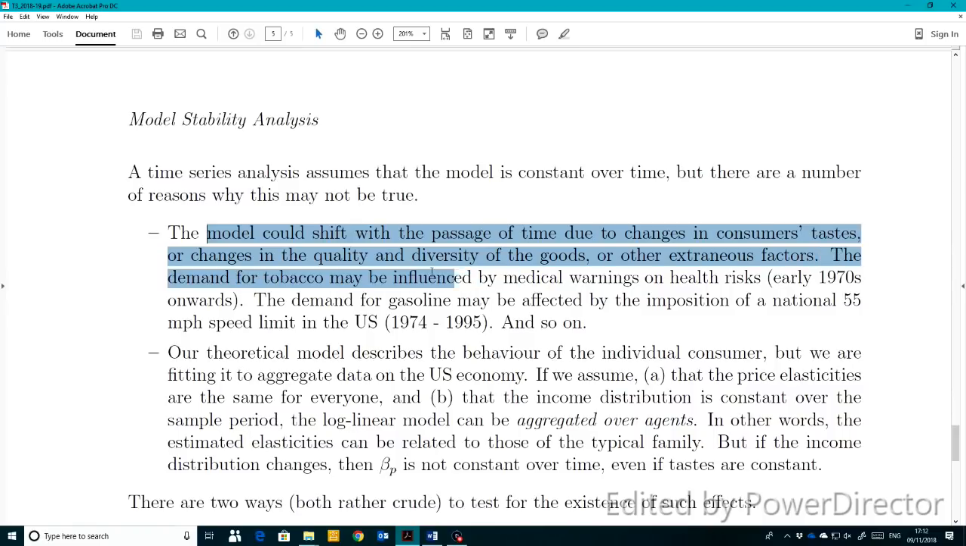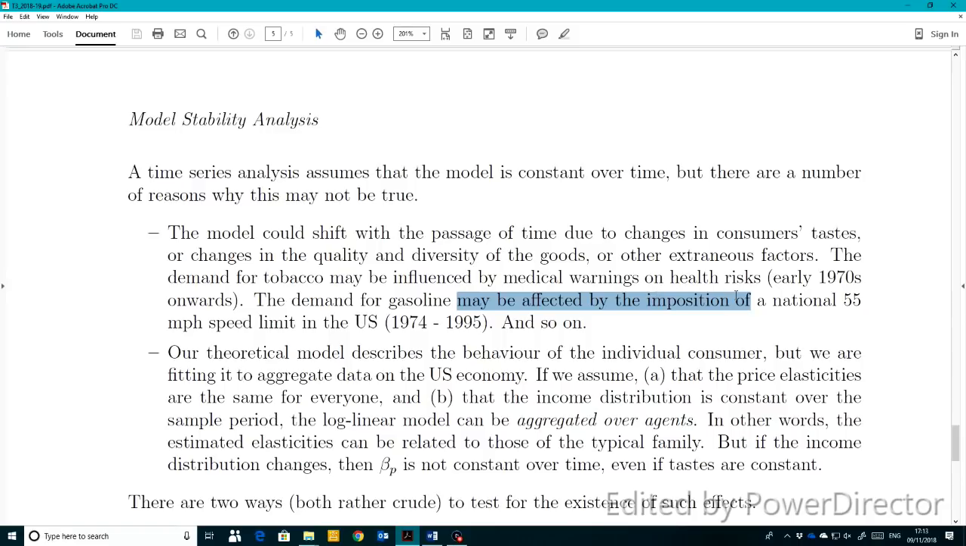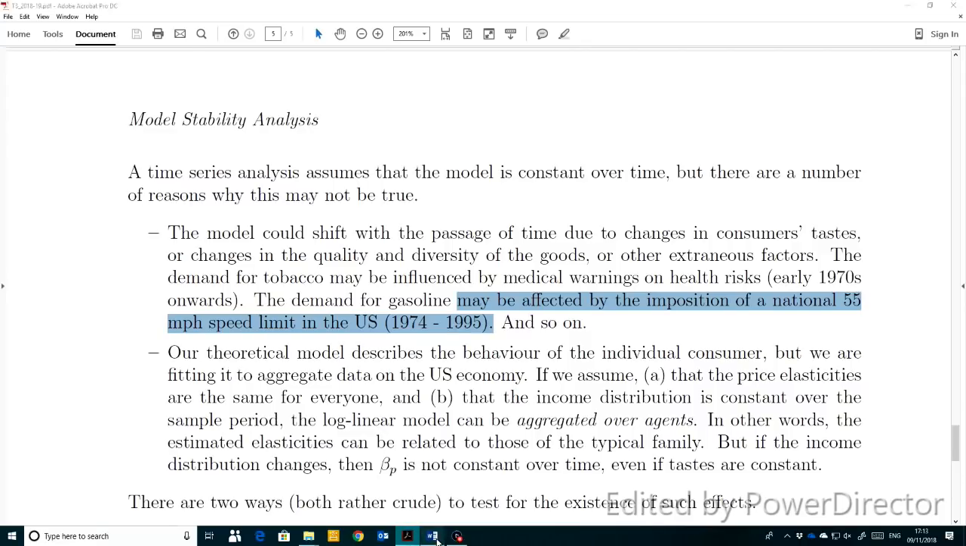The demand for tobacco may be influenced by medical warnings on health risks. So obviously people will start to refrain from using tobacco. The demand for gasoline may be affected by the imposition of the national 55 mile per hour speed limit in the US. Okay, so there are things that would have affected the market. Now let's remember, me and you together.